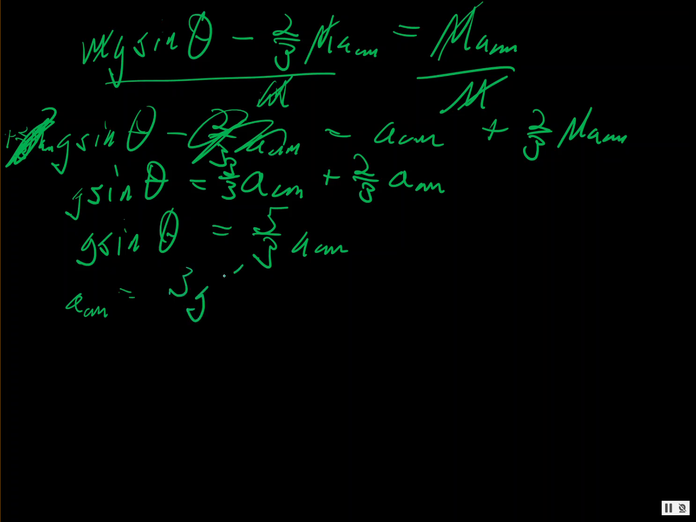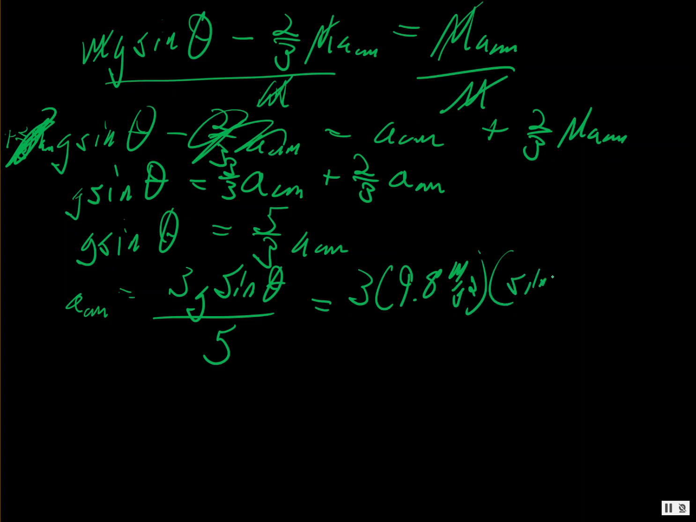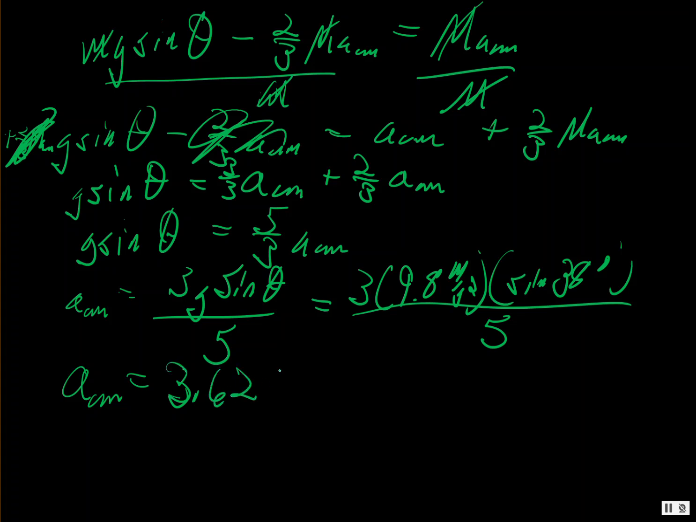3g sine theta divided by 5. Now, y'all, the physics is over with. So now all we've got to do is start substituting our values. So we get 3 times 9.8 meters per second squared times sine of 38 degrees divided by 5. And we get an acceleration of the center of mass of 3.62 meters per second squared. So there's your acceleration of the center of mass.